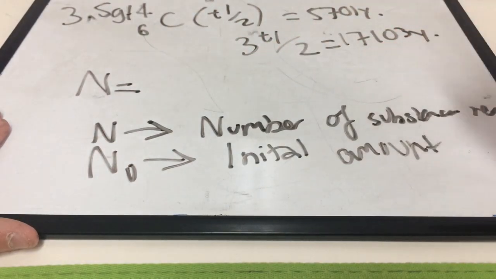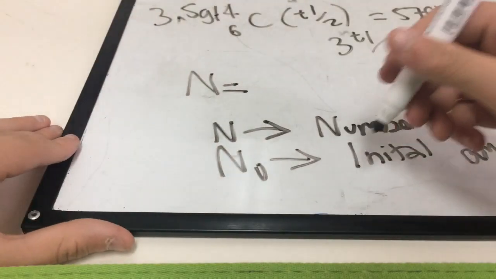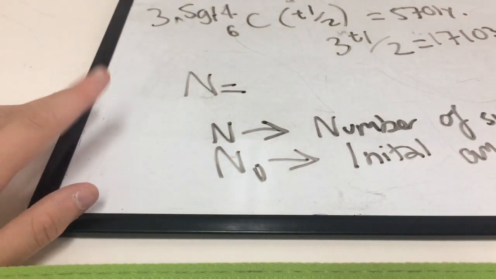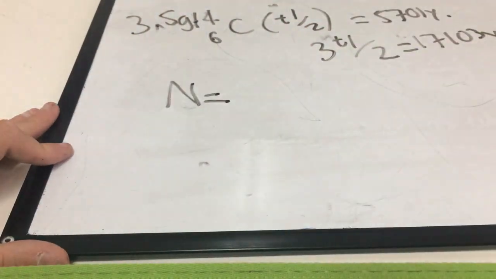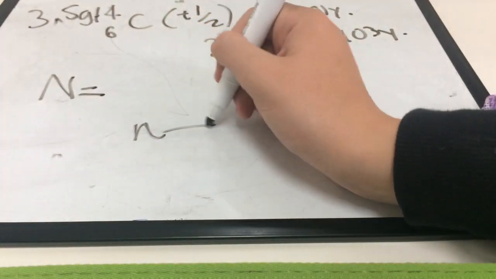It can be in any unit: grams, kilograms, atoms. I don't know, how many nanograms have I got. It can be in whatever you want. Okay, so you should just write these two down. Then N is the number of half-lives. I'm just going to write this out because I'm on a very small whiteboard, that's all.